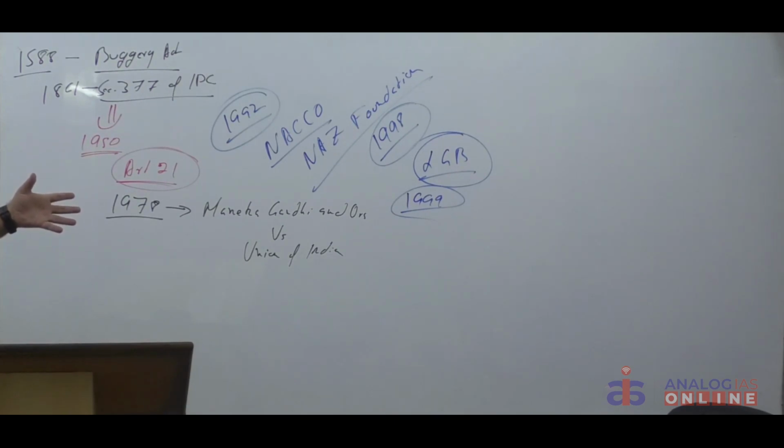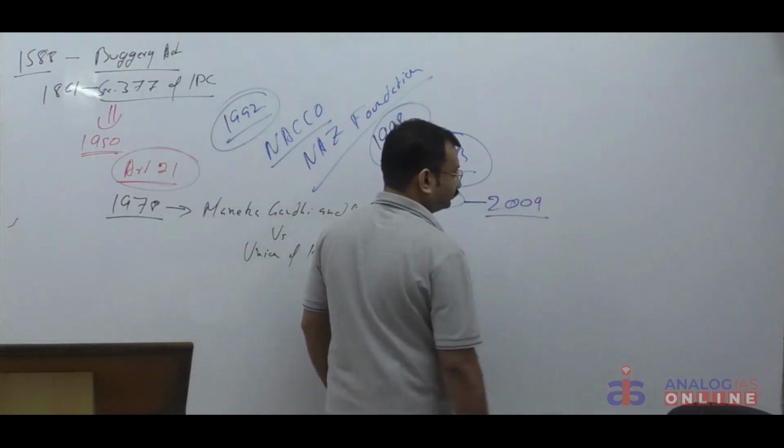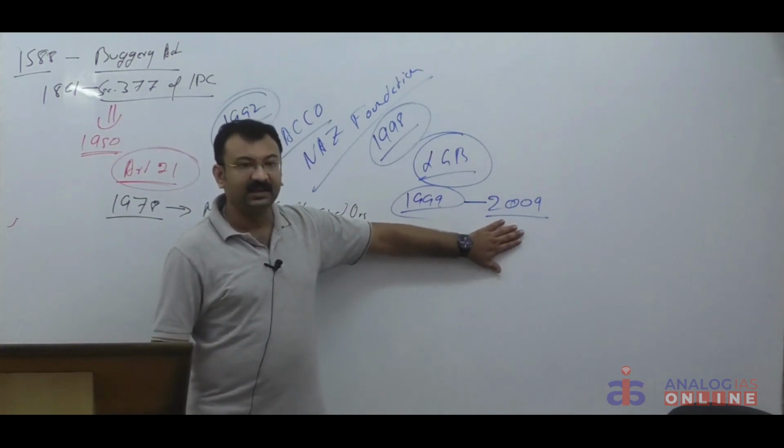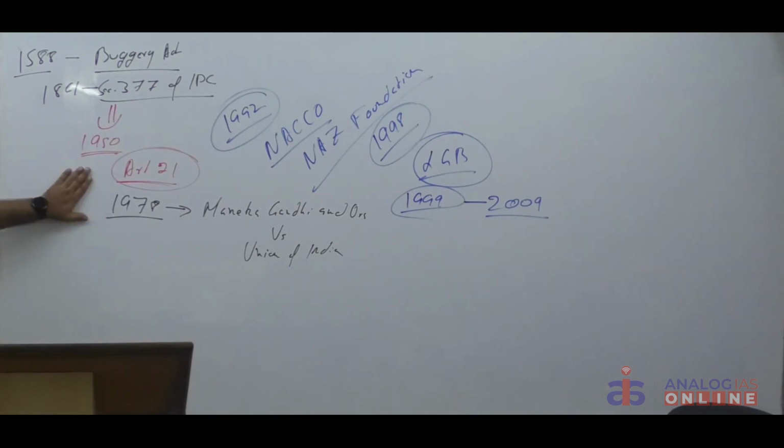Clear? Result? NAZ Foundation's point that this particular section, Section 377 of IPC, is actually violating the new meaning of Article 21. This cannot be allowed. The Delhi High Court will take up this issue. They will look into this. For 10 years, discussion will go on, from 1999 to 2009. Finally, in 2009, the Delhi High Court will accept that yes, what they are saying is right. Section 377 is violating the new meaning of Article 21.